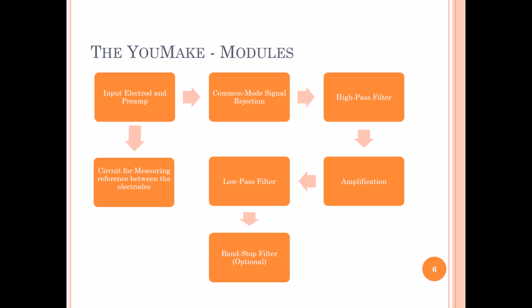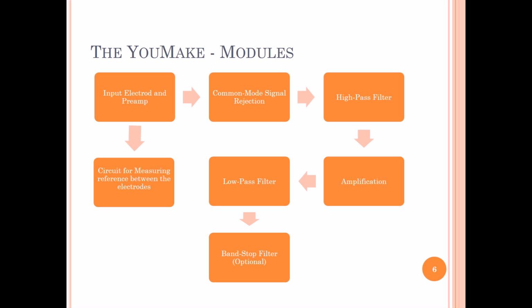Here, we will show you UMake's modules. The first module counts on the input of the electrodes and the amplifier of the signal, something around 7 times. The second module has a common mode rejection circuit. The third module is a high-pass filter that may be adjusted according to the desired signal.